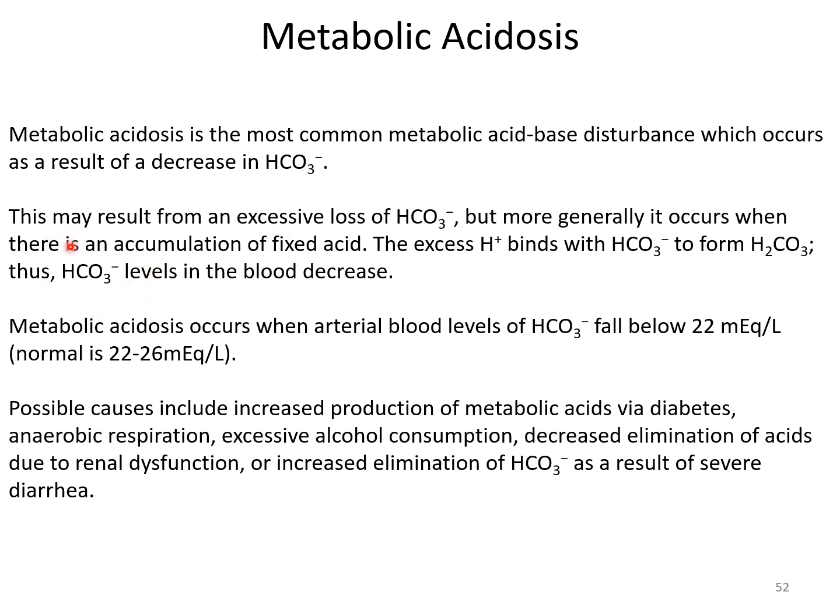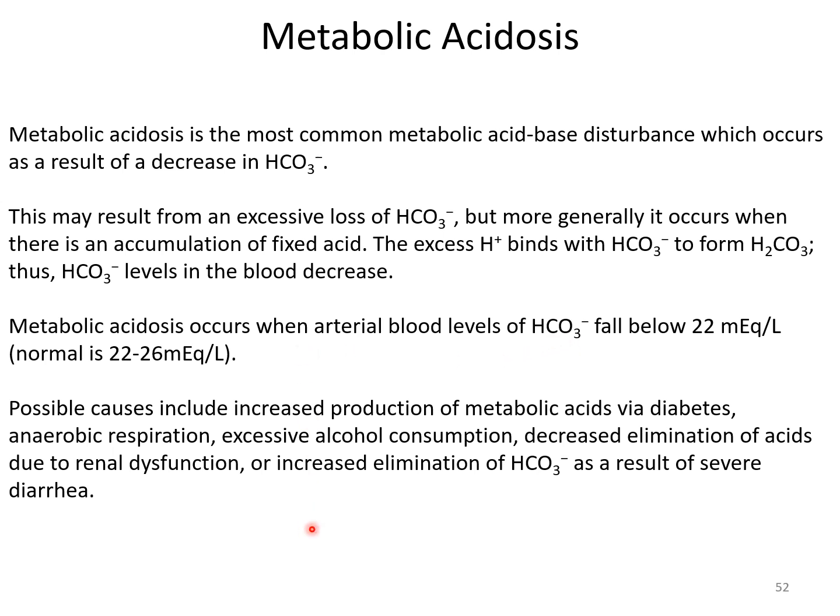So that causes a reduction in bicarbonate levels in the blood. Metabolic acidosis happens when the arterial blood levels of bicarbonate fall below 22 milliequivalents per liter. Your normal is going to be 22 to 26. If you take in too much acid, that acid is going to bind the bicarbonate to form carbonic acid, which is going to leave you with an insufficient amount. So when it goes below 22, it's considered metabolic acidosis.